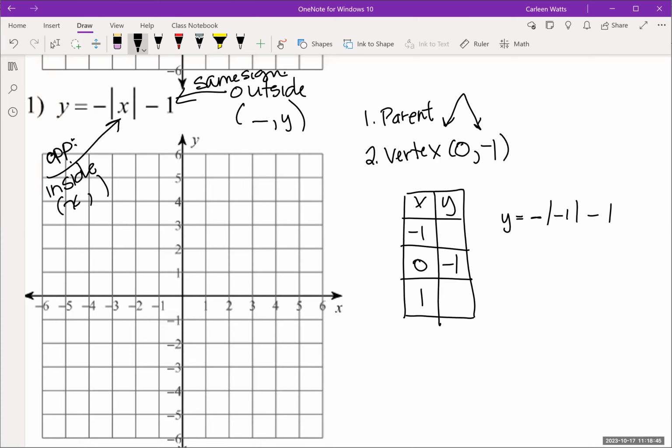Okay, remember, order of operations: parentheses, exponents, multiply, divide, add, subtract. Absolute value is up here. It's not just parentheses, it's any grouping symbol. So absolute value is here. You do the absolute value. The absolute value of -1 is 1. These do not cancel each other. Do not cancel.